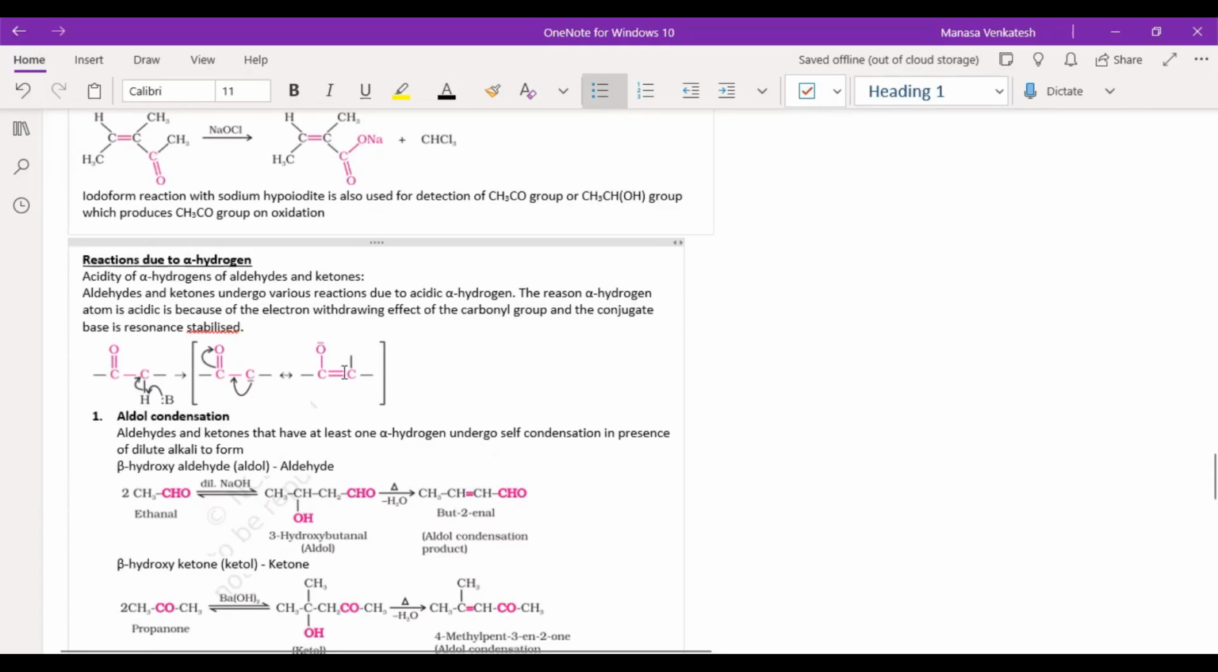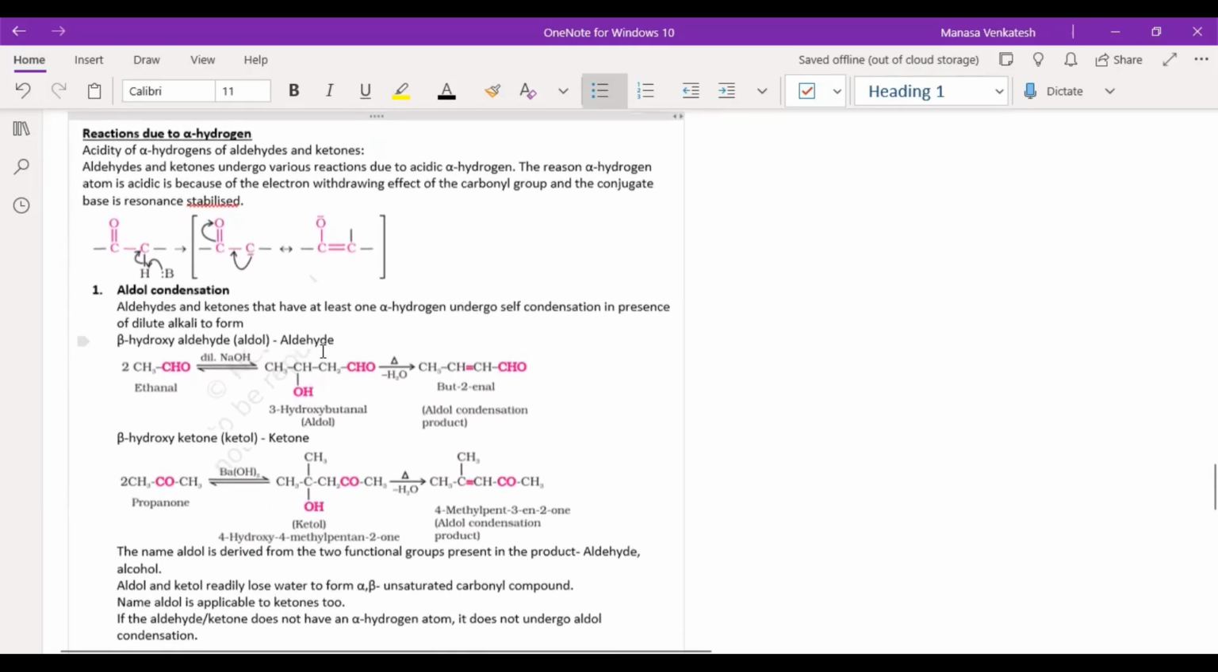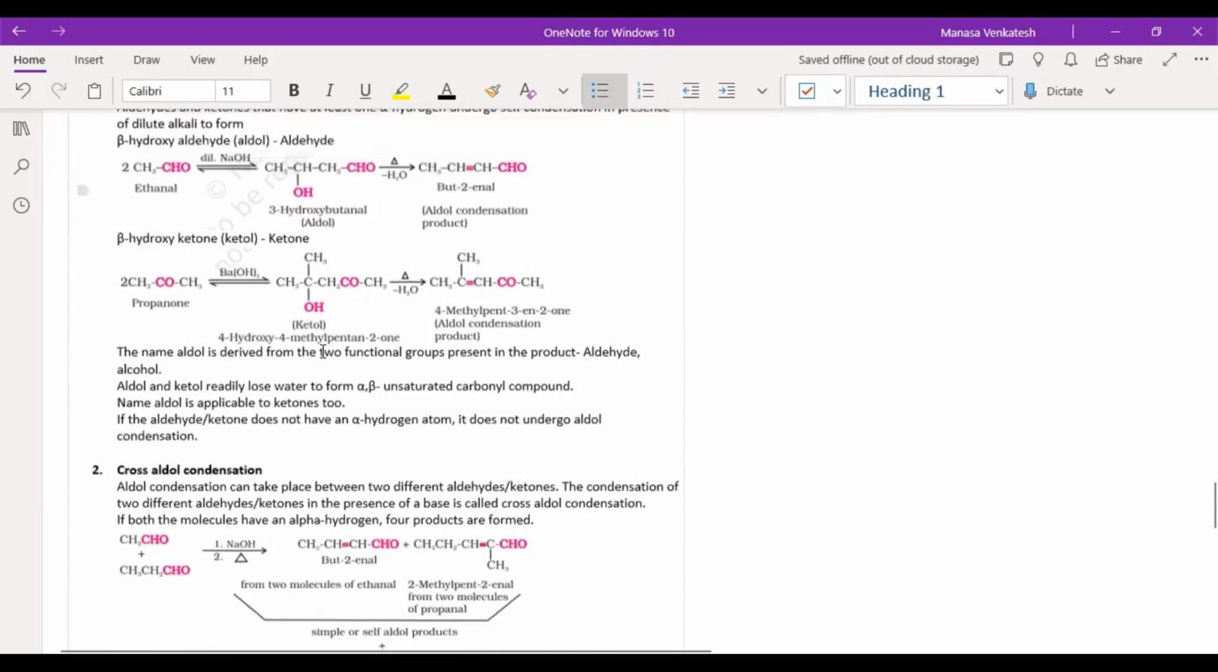The reason this is acidic is because of the electron withdrawing effect of the carbonyl group, and the conjugate base is going to be resonance stabilized. So if this hydrogen atom gets removed, you have a negative charge and that is resonance stabilized, and so this hydrogen atom is acidic. There are two reactions we'll be learning about: aldol and cross aldol condensation.